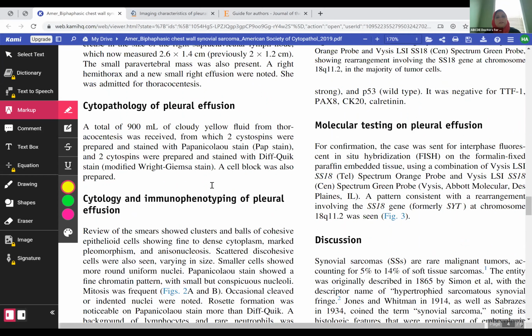Now, this is a cytology journal, so this area is really important because the majority of people who are part of the society and want to read this journal will read this part. So I'm describing how much, a total of 900 mLs. What did it look like? Cloudy yellow fluid. Where was it from? A thoracocentesis. How did we process it? 2 cytospins. What did we stain with? Pap stain, Diff-Quik, and cell block. Once again, sometimes you have to actually put where the company is that you bought this stuff from.